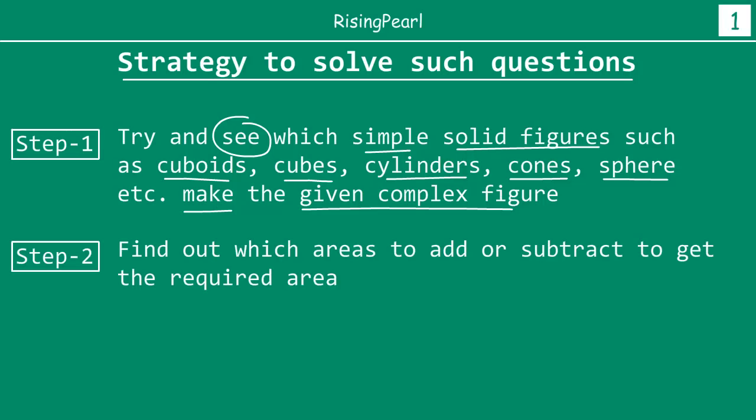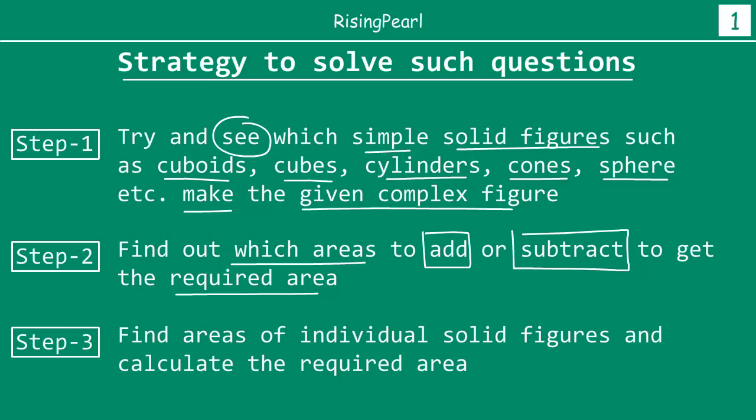First step is this. Second step is now we find out which areas we actually need to add and or which areas we actually need to subtract to get our required area which is being asked in the question. And finally, third and final step is we actually compute these individual areas because we know the formula for total surface area and curved surface area of these simple solids. So we find out these areas of individual solid figures, and using step 2 we find out which areas we should add and which we should subtract to get to our required area.